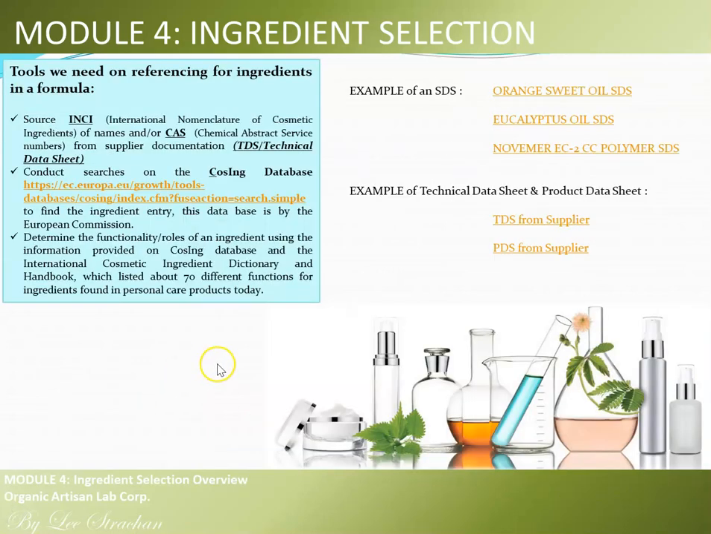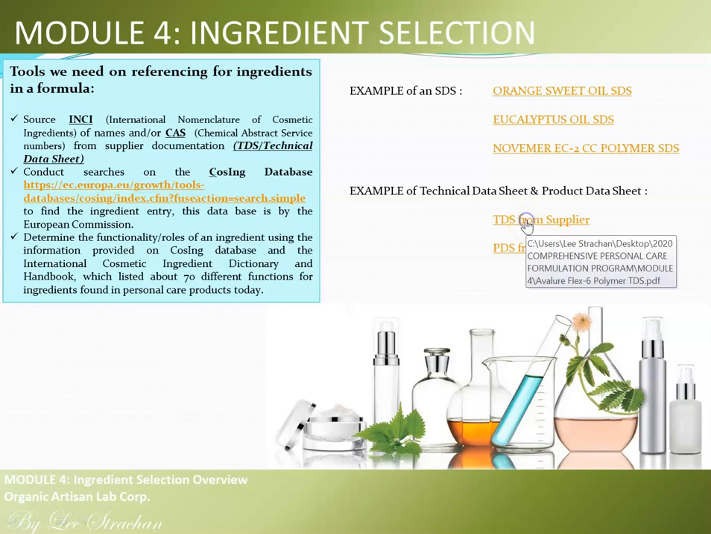And lastly, before we end Module 4 ingredient selection slide presentation, again, we have here the tools that we need on referencing for ingredients in a formula. Number 1, we need to know the INCI names or the CAS or chemical abstract service numbers that will be coming from the technical data sheet or product data sheet from supplier. Technical data sheet looks like this.